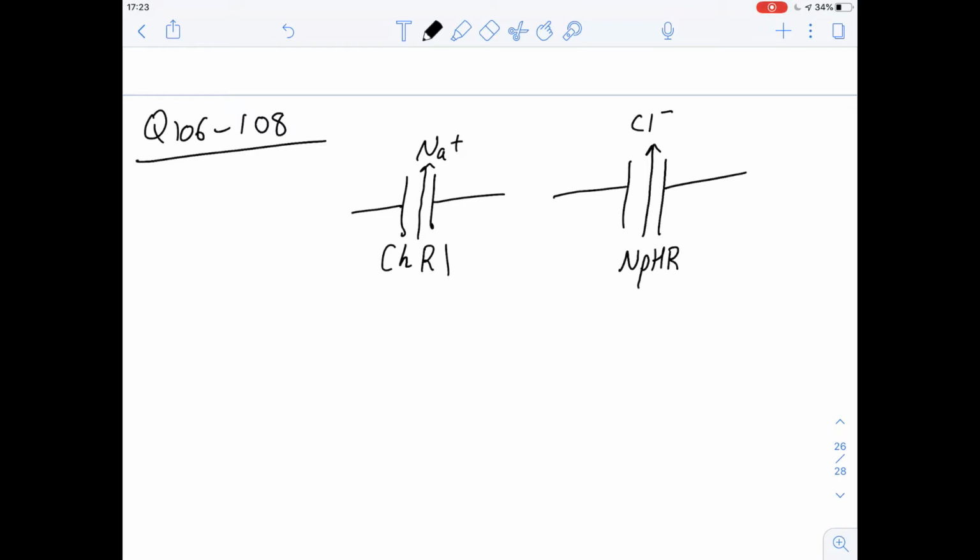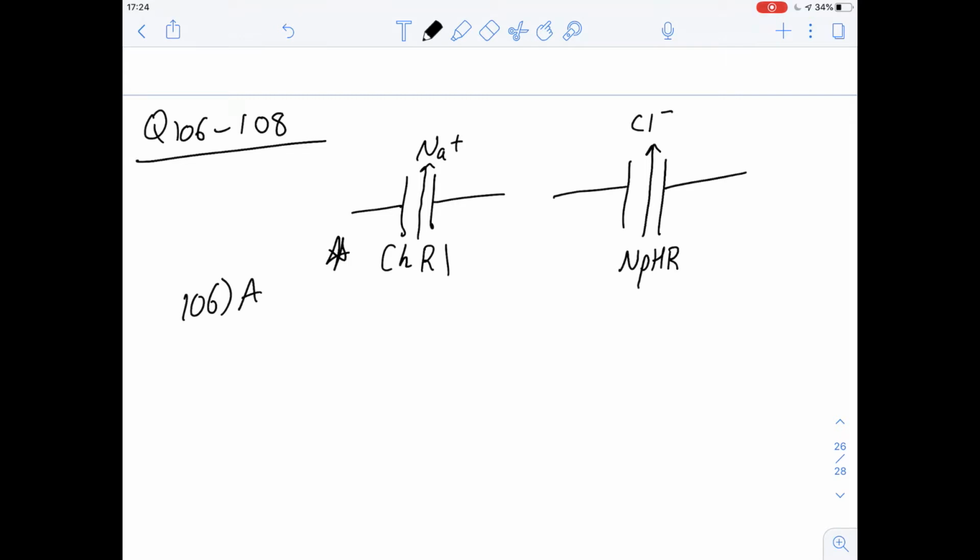So we'll start with question 106 then. It says, how does the presence of a light sensitive channel protein in the channel membrane activate a neuron? Of course we've got this example here, which is allowing sodium to enter a cell, and when sodium enters a neuron it allows for depolarization, so that will activate the neuron. So question 106, the answer would be A.